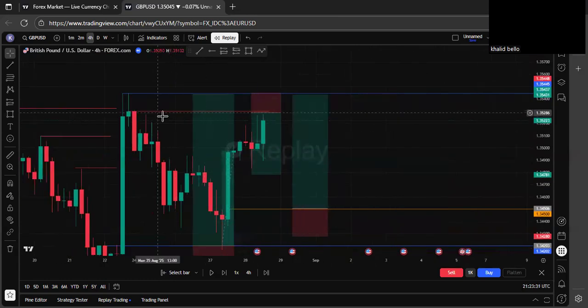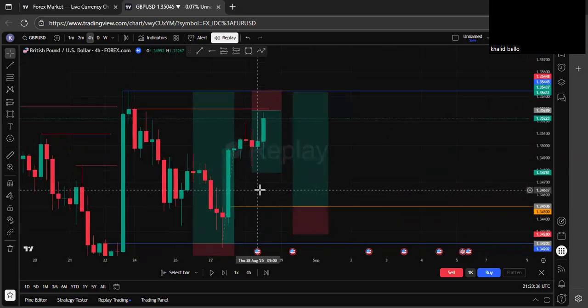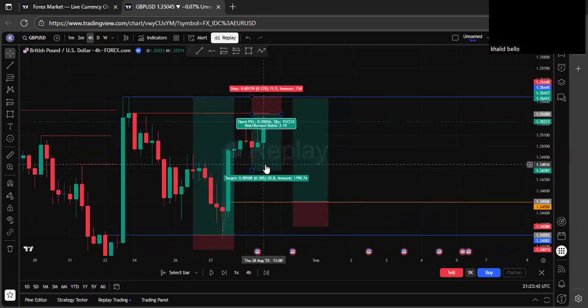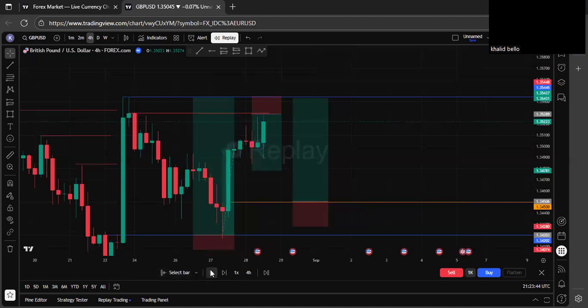I don't want to go to 1 minute for this one, because I don't want you guys to even get the sell trade. The sell is really against the trend, and nobody should trade against the trend actually. So now let's play.